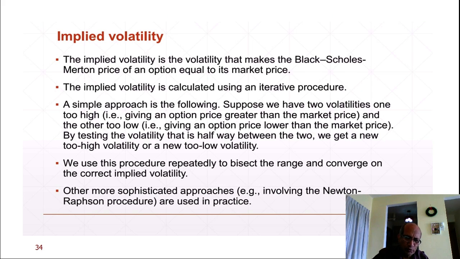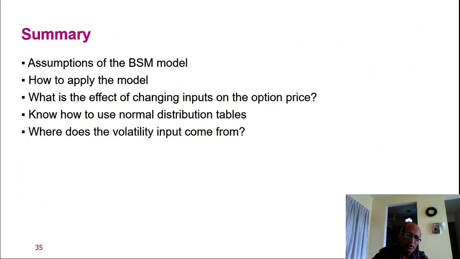Okay, we don't have to go too deep into implied volatility. Let us go into the summary. The assumptions of the BSM model we have seen. How to apply the BSM model you have also seen. What is the effect of changing inputs on the option price, like the stock price, the strike, the interest rate returns, the time to expiry, and very importantly, the volatility. And to know how to use the normal distribution.